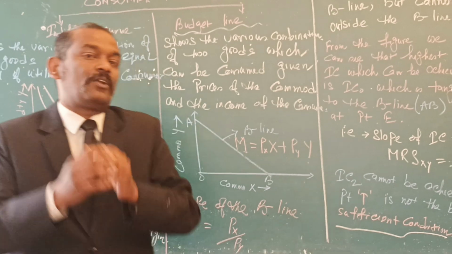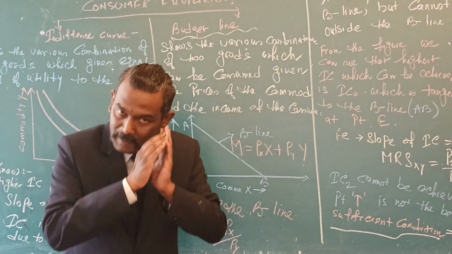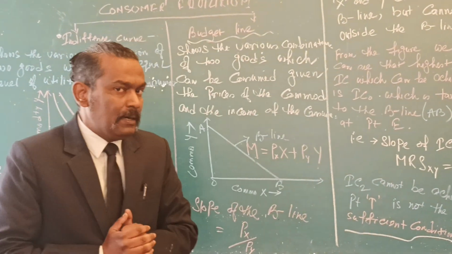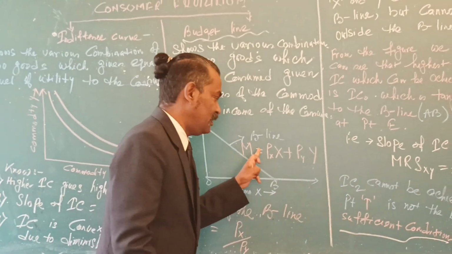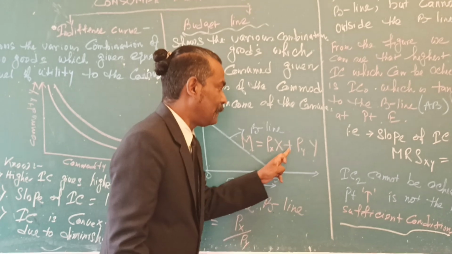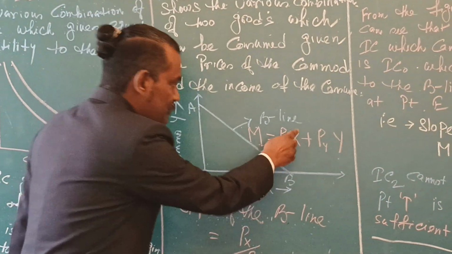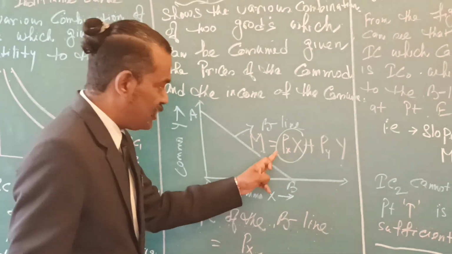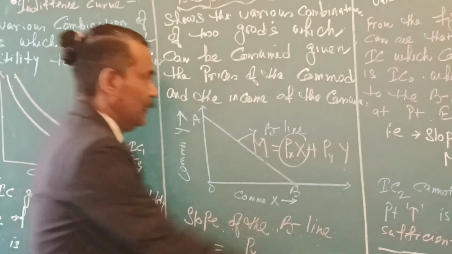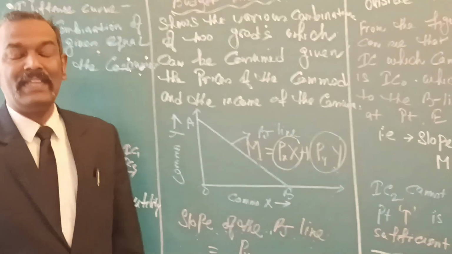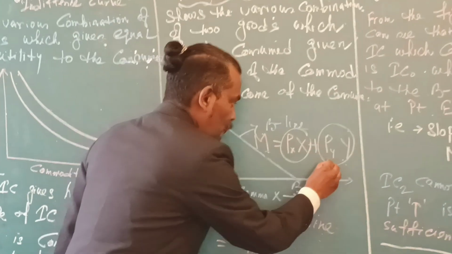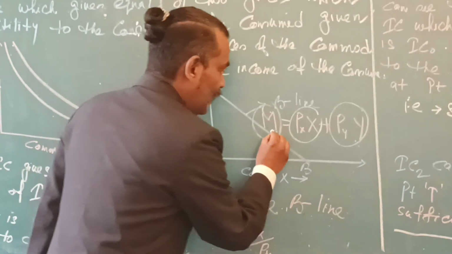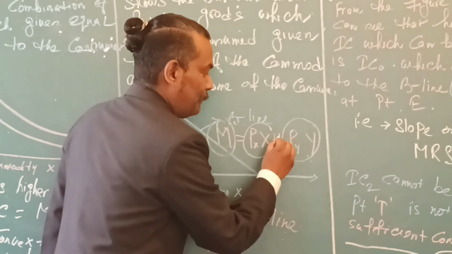And we are also assuming that whatever the consumer is earning, he is spending all his income on commodity X and commodity Y. So what will be the budget line? The budget equation will be M = Px·x + Py·y. Px·x implies the total expenditure of the consumer on the commodity X. Py·y indicates the total expenditure of the consumer on the commodity Y, so that his total income is M.